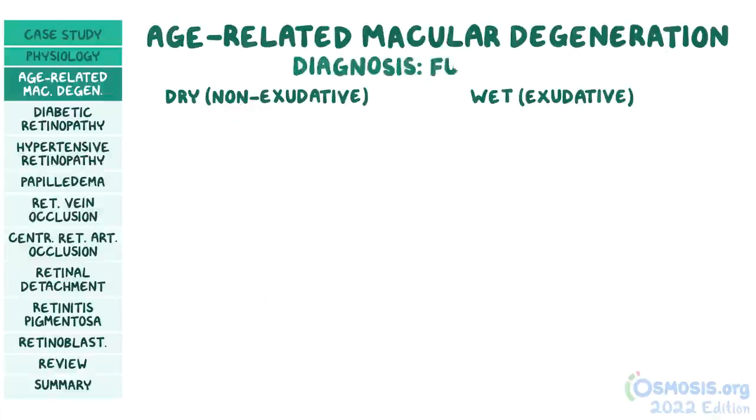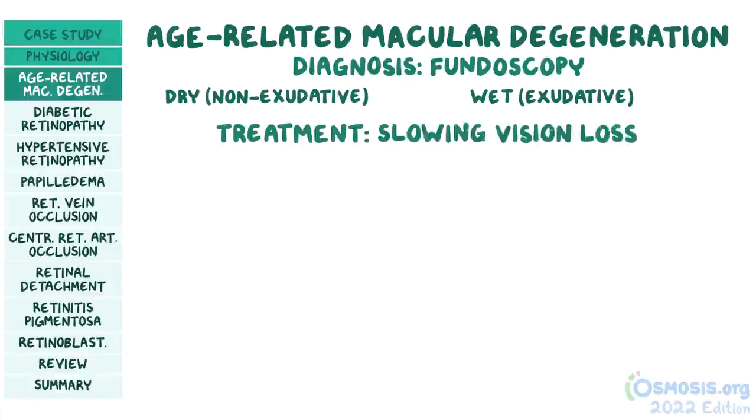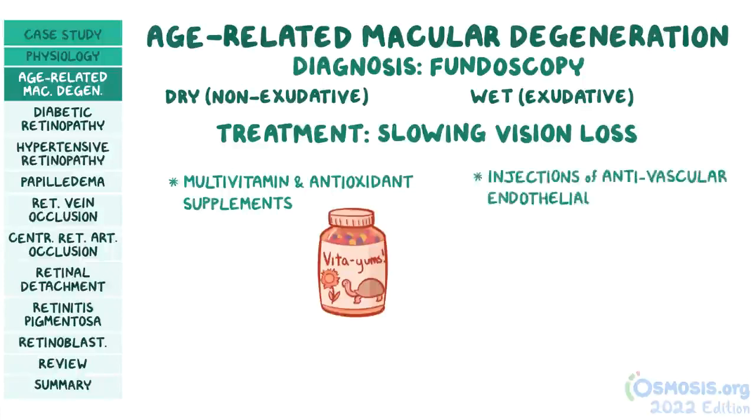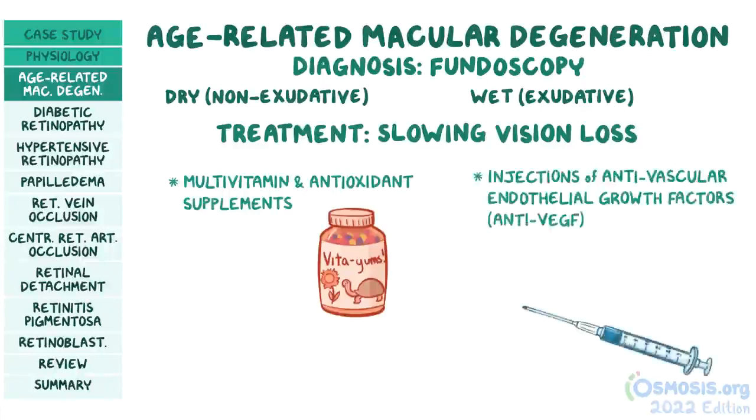Diagnosis is based on fundoscopy, and treatment focuses on slowing vision loss. For dry ARMD, multivitamin and antioxidant supplements have been shown to help, while wet ARMD can be treated with injections of antivascular endothelial growth factors, or anti-VEGF for short, like bevacizumab or ranibizumab, which inhibit neovascularization.